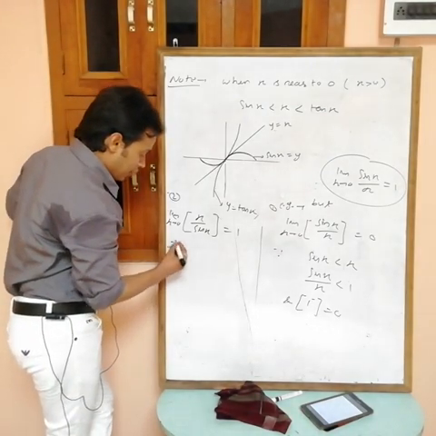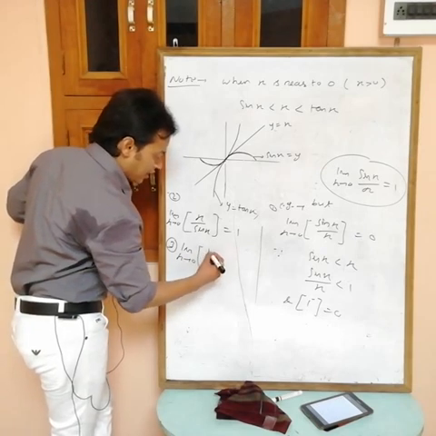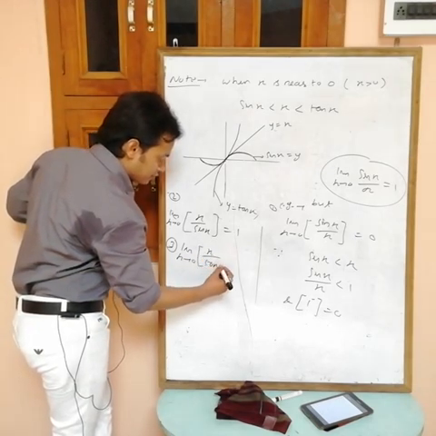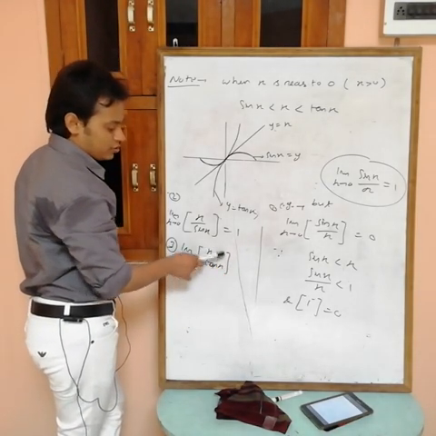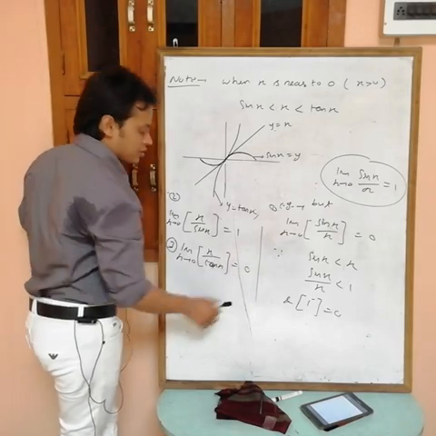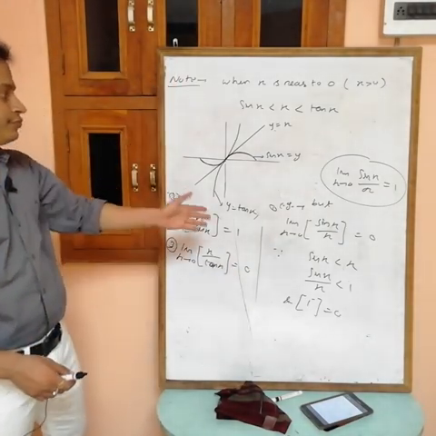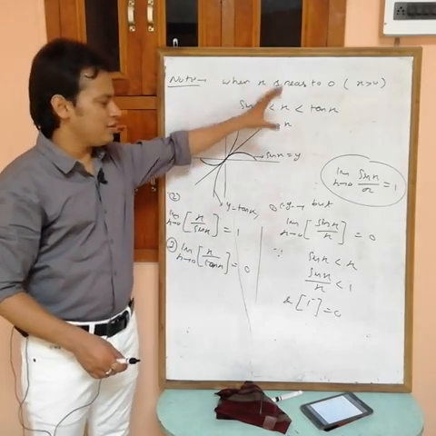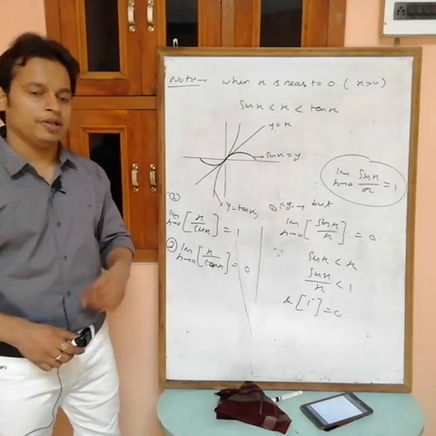If you are finding limit x tending to 0 of the greatest integer of x by 10x, now x is less than 10x, so this is less than 1, so again the greatest integer is equal to 0. This is the main thing. Whether you write this one or this one doesn't matter. Okay, the remaining we will take in the next class.